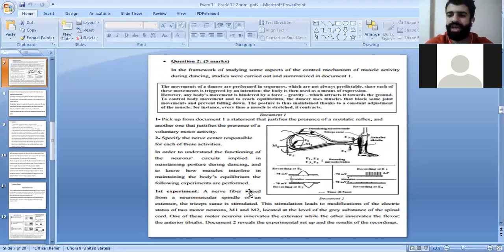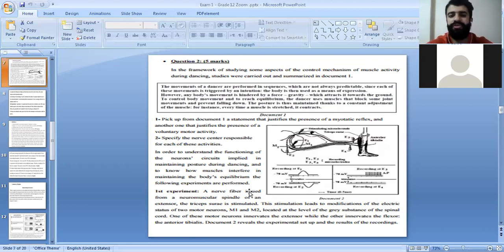This voluntary motor activity: the nerve center responsible for this is a part of the brain called the cerebrum. The body is then used as a means of expression. However, any body's movement is hindered by a force called gravity, which attracts it toward the ground.